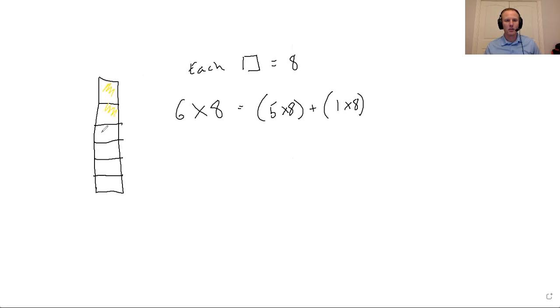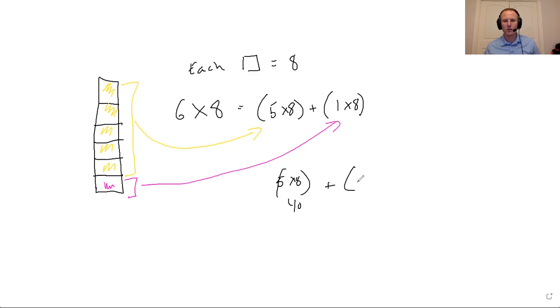So I'm going to color in 5 of them. That's showing me 5 times 8. And then I'll color in a different color 1 times 8. And I can find out that 5 times 8 is 40, plus 1 times 8 is 8. 40 plus 8 equals 48. Therefore, 6 times 8 equals 48.